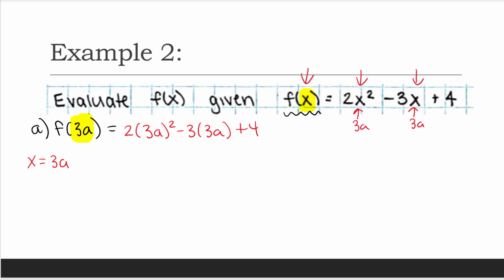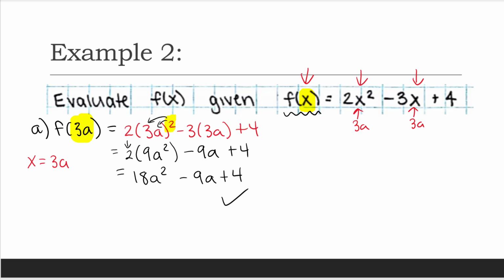Then I'm going to use my order of operations. So I'm going to apply the squared first. So I'll leave this 2 out front, and I end up getting 9a squared. I'm going to multiply, and then I have the plus 4. Then I'll distribute, so I have 18a squared minus 9a plus 4. And that is my simplified evaluation of the function.